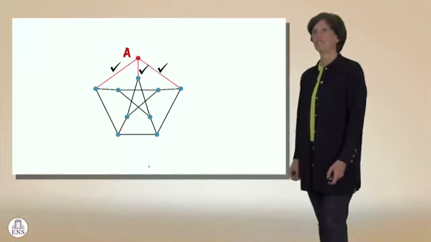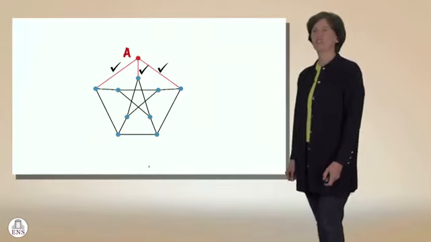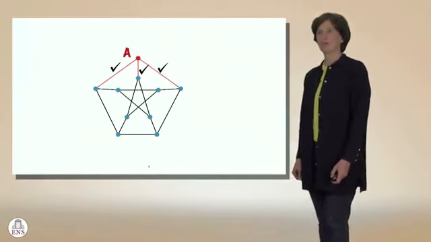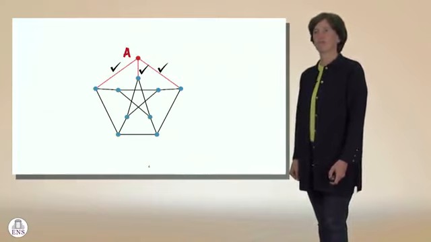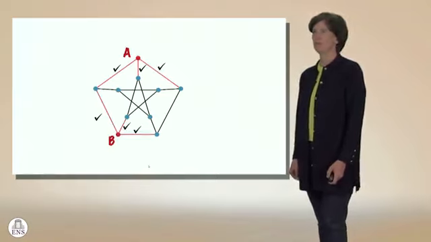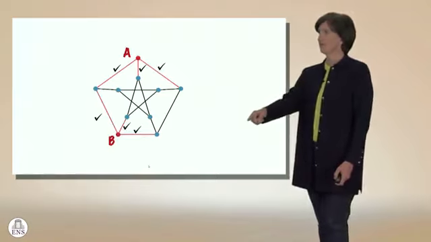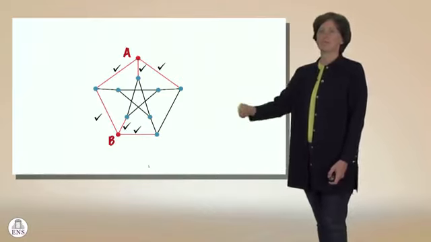A covers 3 edges of the graph. I drew them in red. 3 edges, so far so good. But there are still edges not yet covered on this graph. So I have to keep going. So I will pick another vertex on this graph. For example, I can pick a vertex at the bottom left of my figure. B. B covers 3 edges.